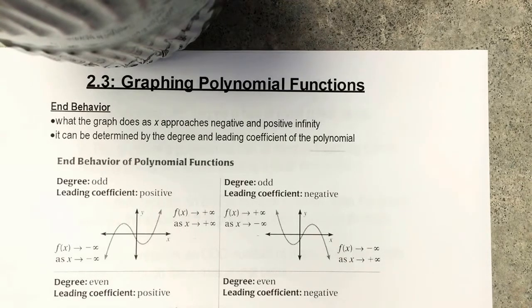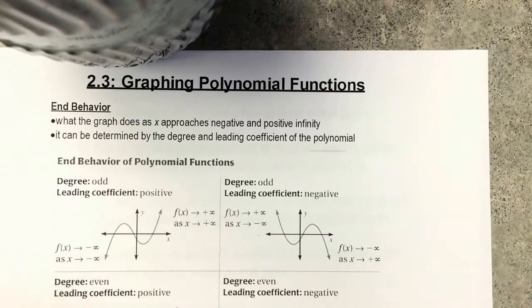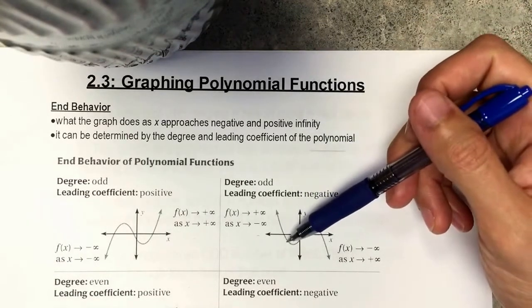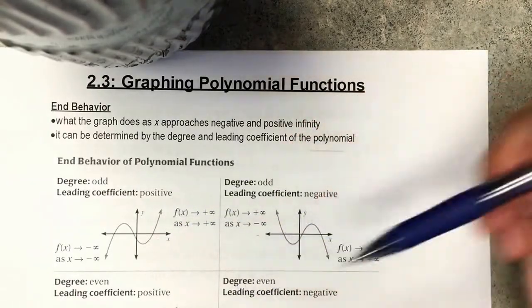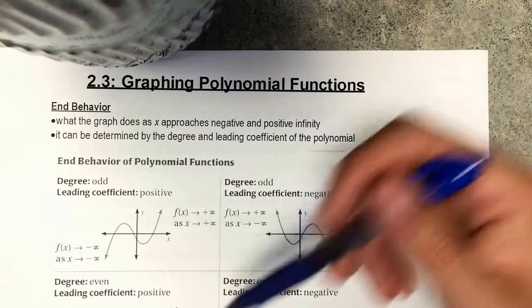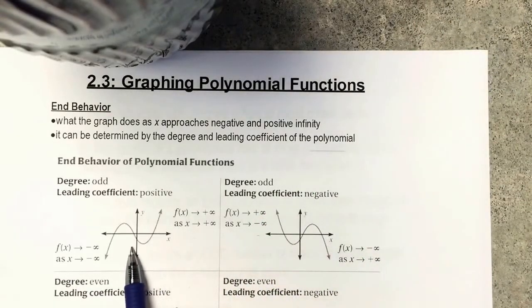As x gets really, really big, as I go further and further out to the right, or I go further and further out to the left, the curve is always going to do one of two things. It's either going to shoot to the sky or it's going to fall to the floor. So we talk about our left side or our right side rising or falling as x gets very big or x gets very small.